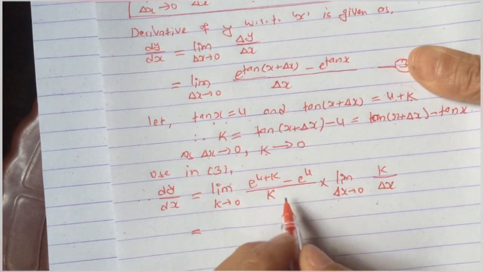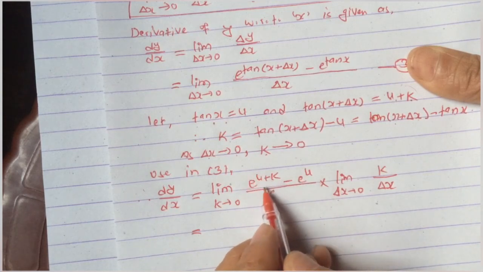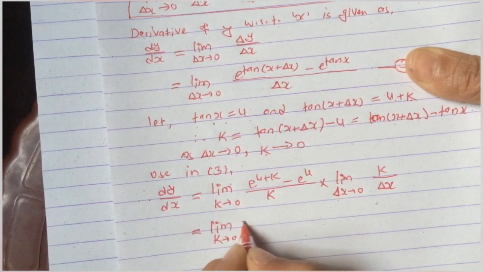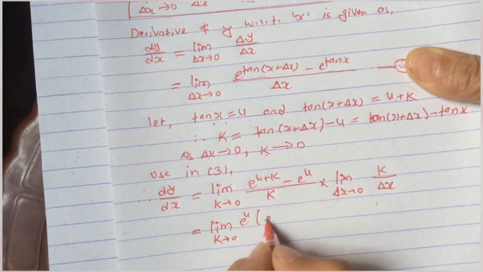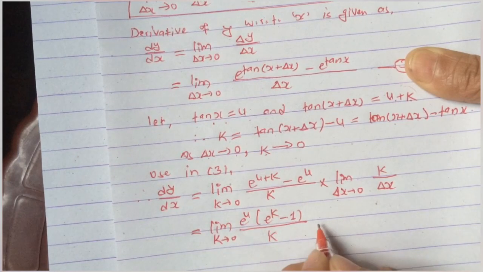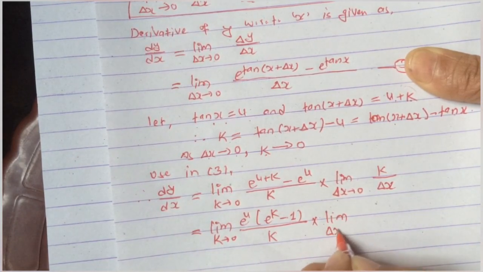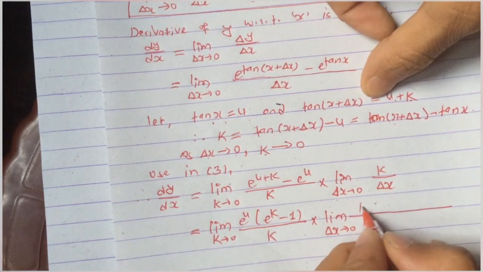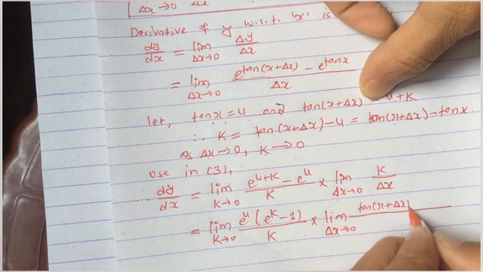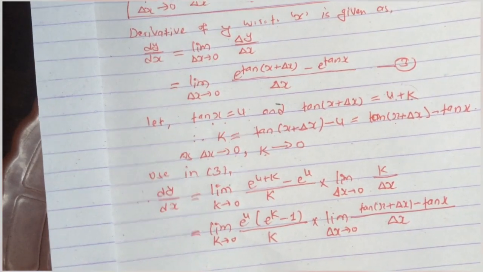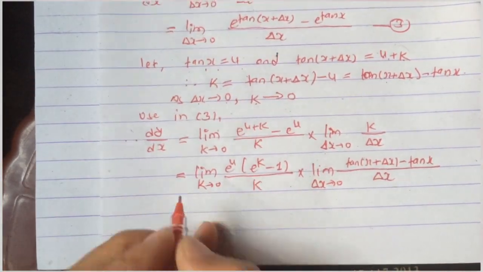From the first factor, you can take the common e^u out of the limit. So limit k tends to 0, (e^k minus 1) divided by k, multiplied by limit del x tends to 0. Now you have to insert the value of k here, and k is tan(x plus del x) minus tan x, whole divided by del x.